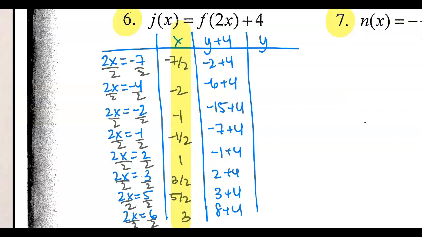So -2 plus 4 is going to give me 2. -6 plus 4 is -2. -15 plus 4 is -11. We're going to have -3, +3, 6, 7, and 12.